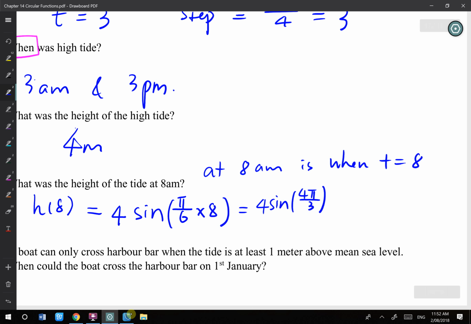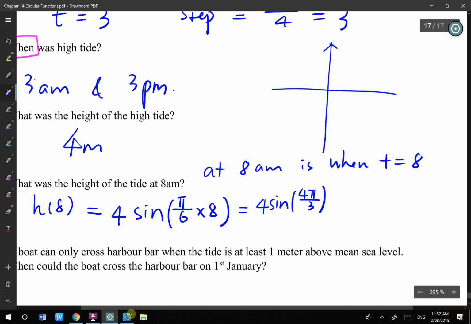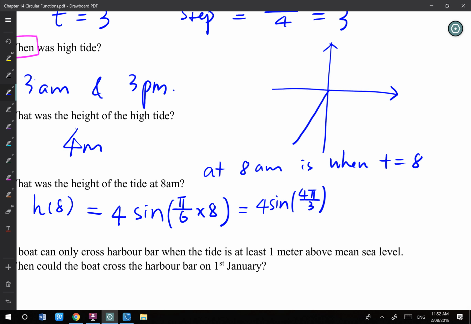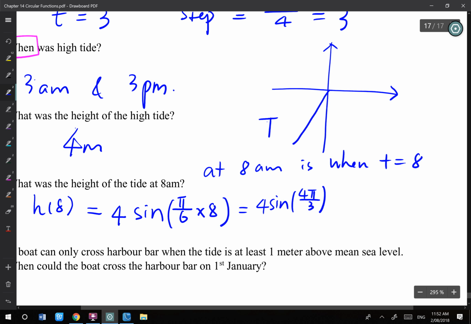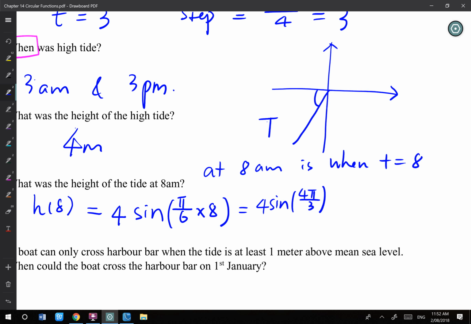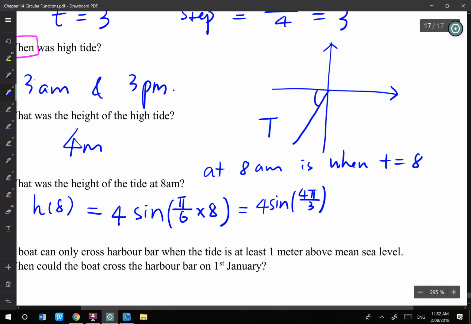So where's 4 pi over 3? Which quadrant is 4 pi over 3? Third. Pi plus pi over 3. So the angle's here. Whose quadrant is this one? T, tangent. Reference angle is what? Not pi, pi on 3. So negative, right? Sine is negative. So we have negative 4 sine pi over 3.